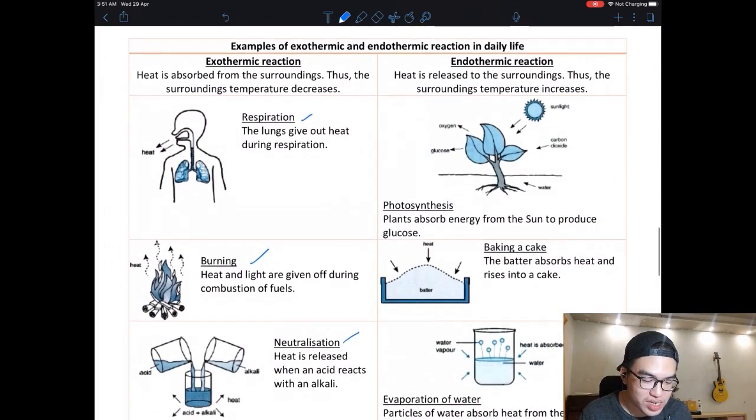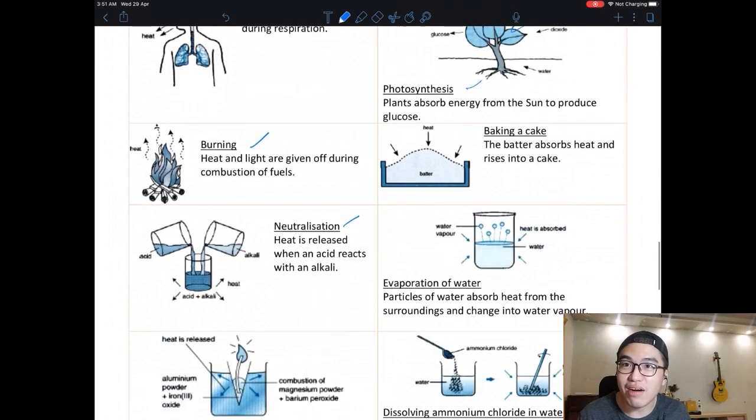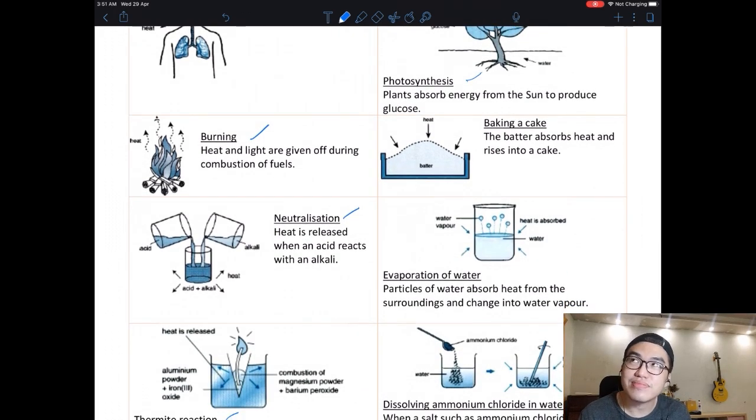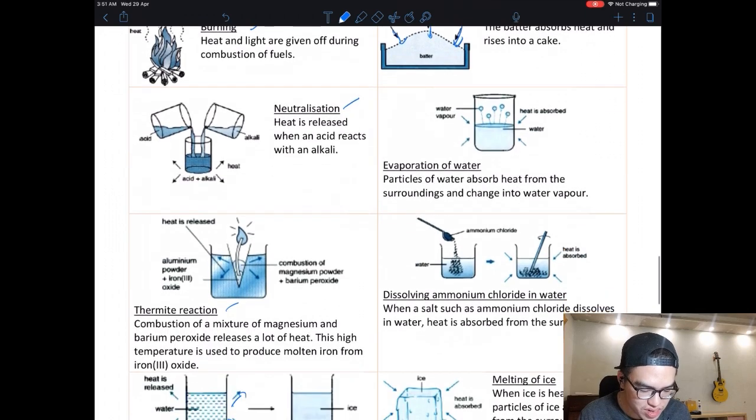Number one, photosynthesis, you absorb sunlight. Okay, you absorb heat. Number two, baking a cake, like I said, oven. Yeah, oven. Okay, so you're absorbing the heat. Okay, and then what else? Evaporation of water. Okay, what else?